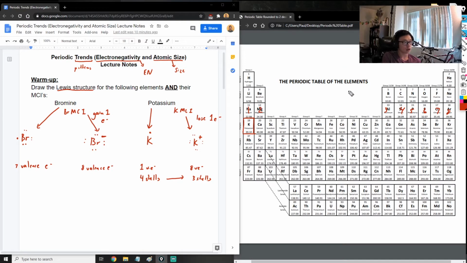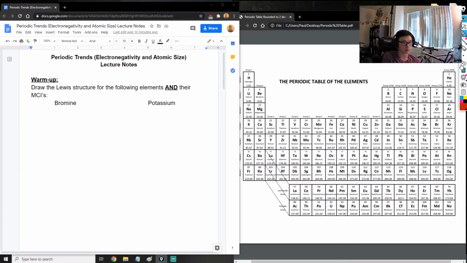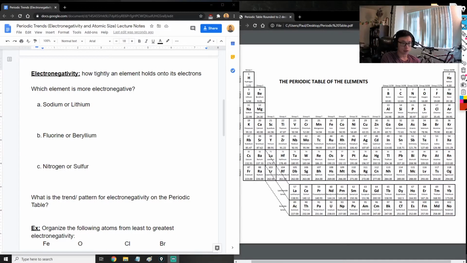Alright, so hopefully that was a good review because we're going to be talking a little bit more about valence electrons, shells, and things like that during the lecture today. Alrighty guys, so let's talk about our first periodic trend. So one of the first patterns that we can get from the periodic table is something called electronegativity.